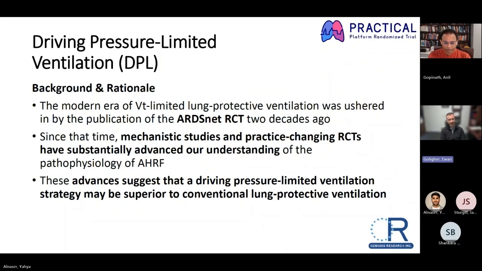Okay, so then we come to the intervention group, the driving pressure limited group, or DPL. The modern era of tidal volume limited lung protective ventilation has really been with us for about 2.5 decades now. And since that time, there's been a number of emerging insights that suggest that maybe there's a way to be even more lung protective, and that's to focus on driving pressure rather than on tidal volume. Next slide.